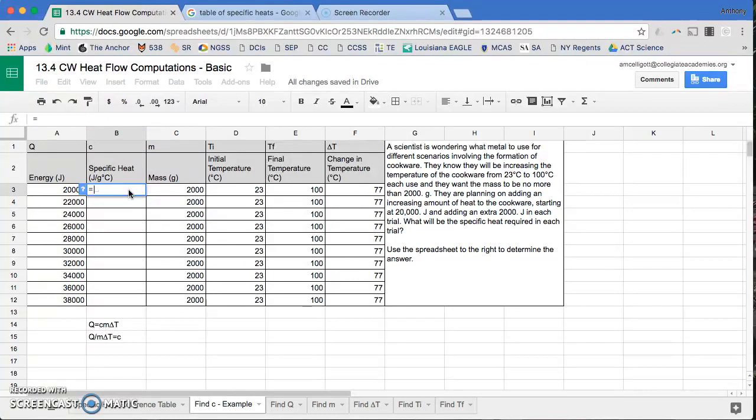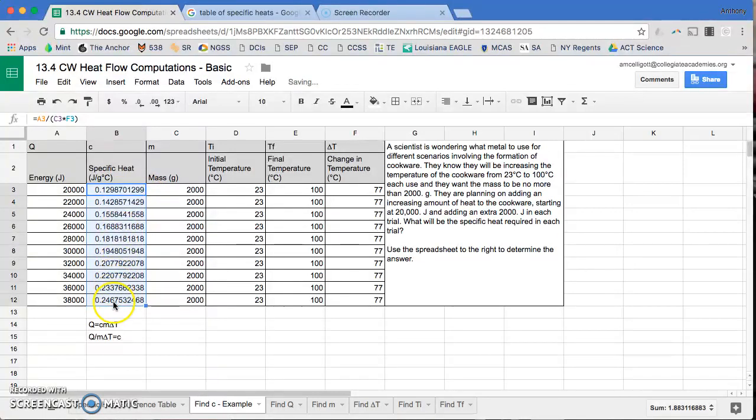So I'll do equals, Q is the energy, so I'll click on the energy cell first, divided by, and I'll put this next part in parentheses, the mass times the change in the temperature. And remember, that's not the initial or the final, it's this last one, the change. Okay. Notice again, I'm clicking the cells instead of typing the numbers. That way, once I do the first one, closing the parentheses and pressing enter, it gives me my first answer. And then I can just drag this down, and it does all the rest of them for me.